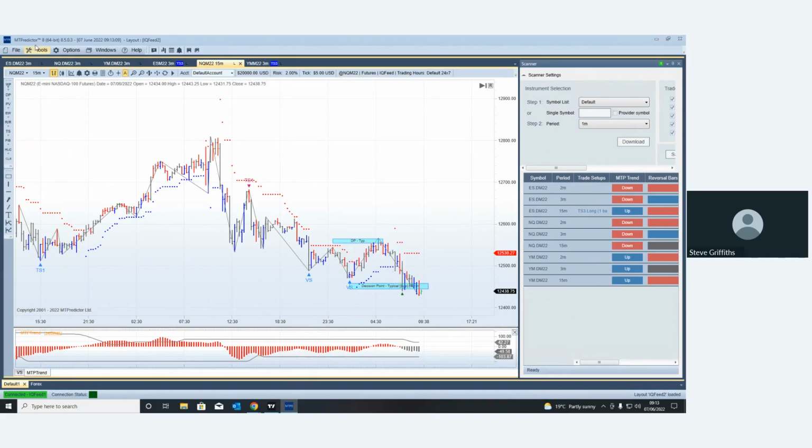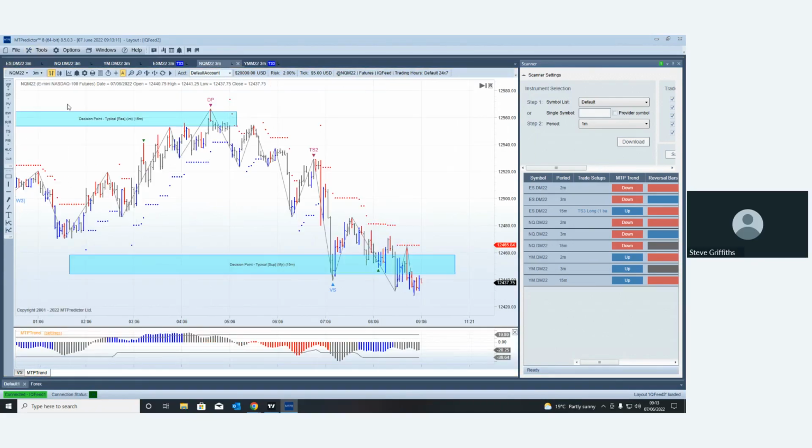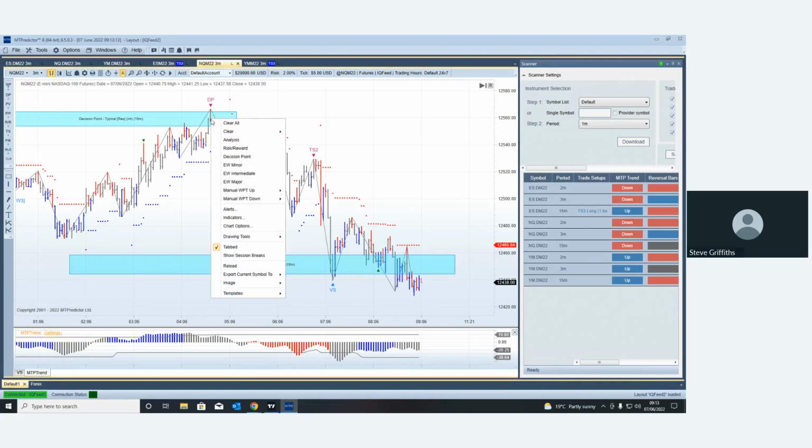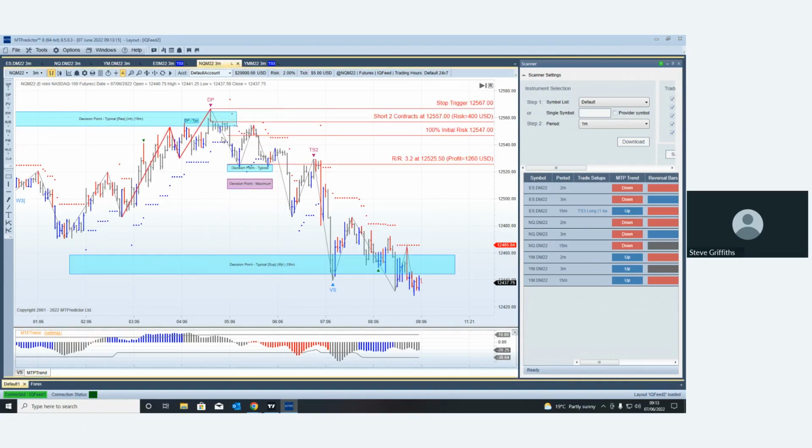Here's the 15-minute down there. Go back to the 3-minute. I'm just going to place the analysis on here. So the third thing that we've been talking about in quite detail over the last few weeks is trying to let our trades run, isn't it? We've been trying to look at let trades run.